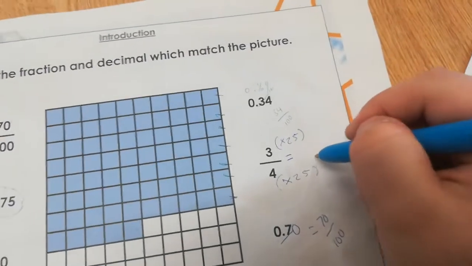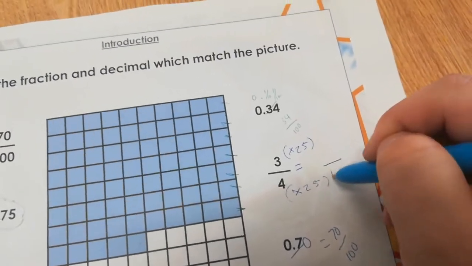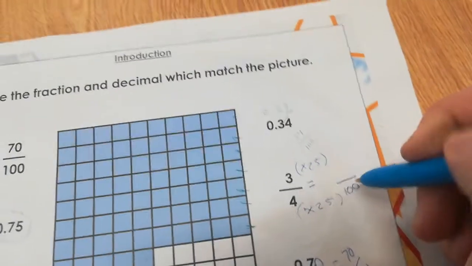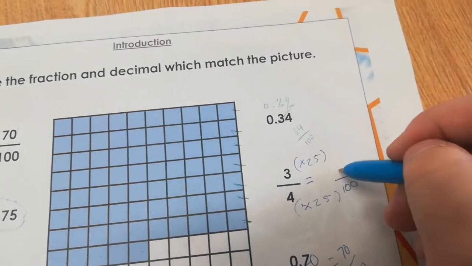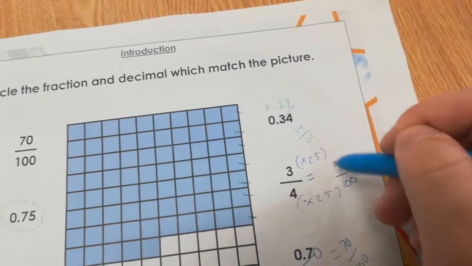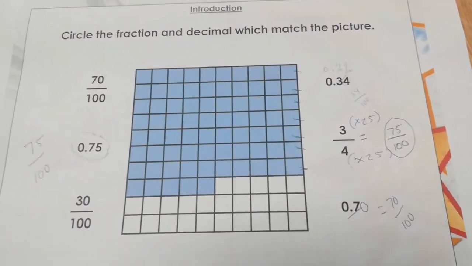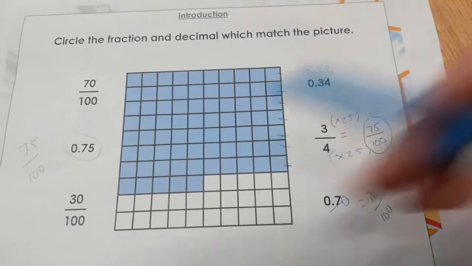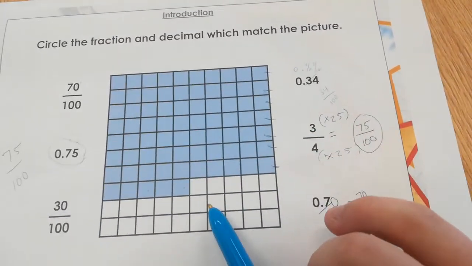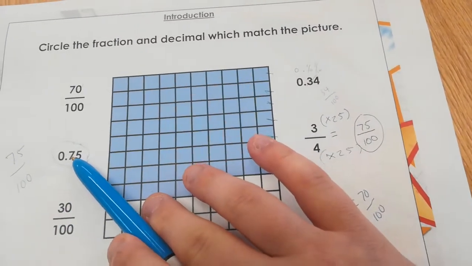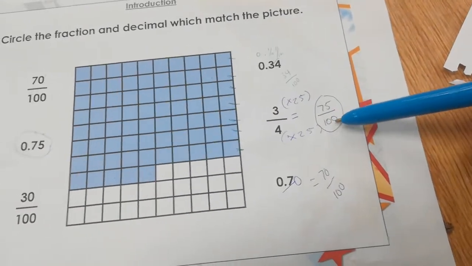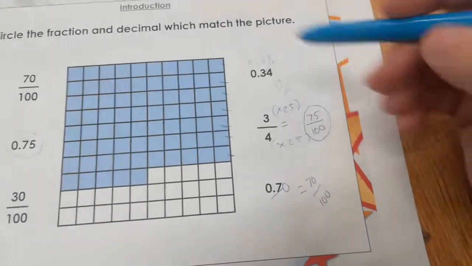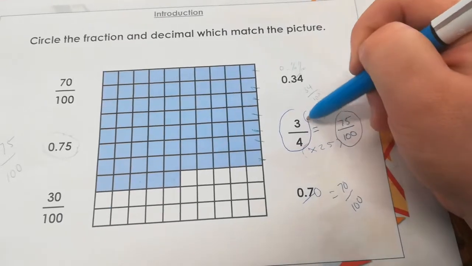So if we know that 40 times 25 gives us 100, that's now out of 100. 3 times 25 would be 75. Again, 75 is the same as what we had over here, 75%. So circle the fraction and decimal which match the picture. 75 out of 100, we've said is 0.75, and also, as we've worked it out as an equivalent fraction over here, it would also be 3/4.